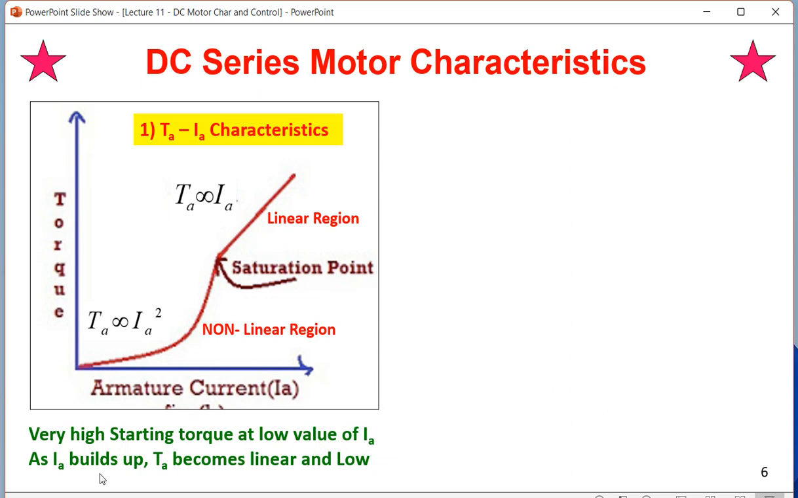As IA builds up, TA becomes linear and low. So for the lower IA, torque is very high. For the higher IA, torque is moderate. This is the characteristic of DC series motor.